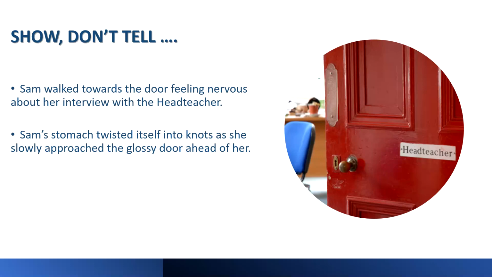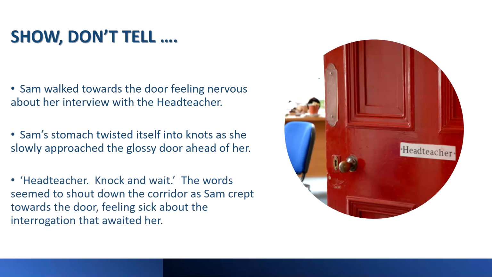The writer's not telling us that Sam is nervous. The writer's showing us by describing Sam's stomach as twisting itself into knots, which most readers are going to immediately recognise as nerves and anxiety. She's slowly approaching the door, which suggests reluctance. The fact that the door is glossy gives a sense that whoever's behind it has perhaps got authority over her. What about this version?